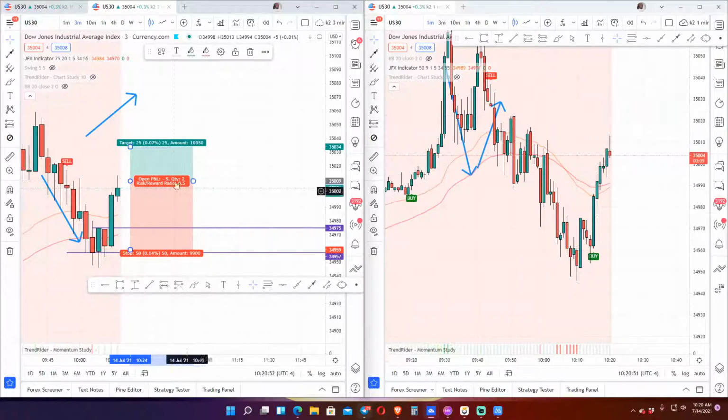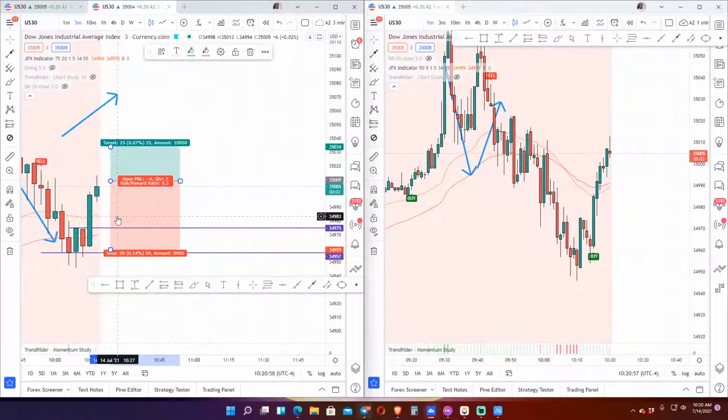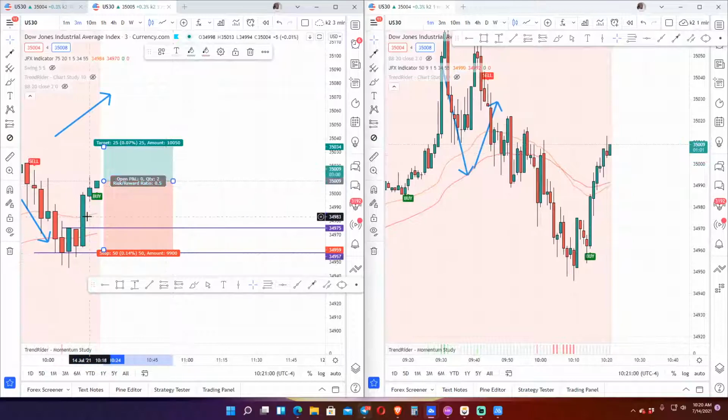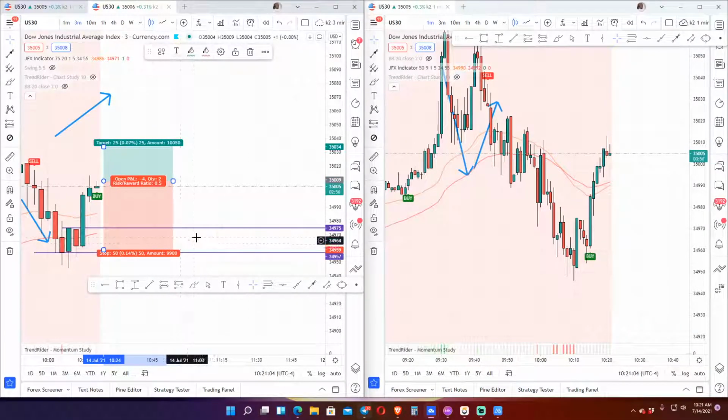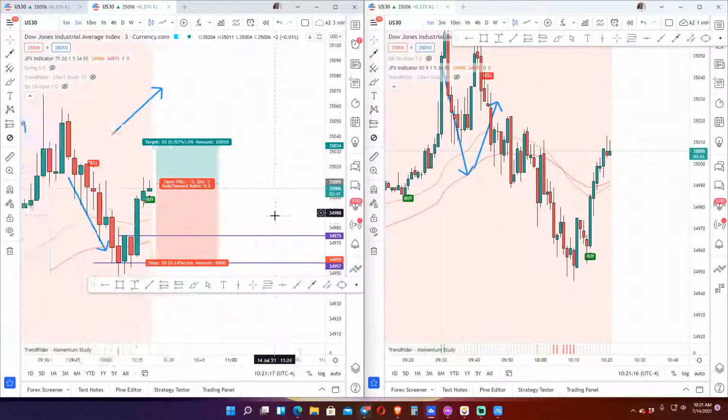Let's see. I see now that's what I'm saying with this market. This market is just too much sometimes. So that candle did not close with the buy signal, so I'm not hopping in. Now, if this candle closes in less than 3 minutes with this buy signal, then I'm gonna go ahead and get in.